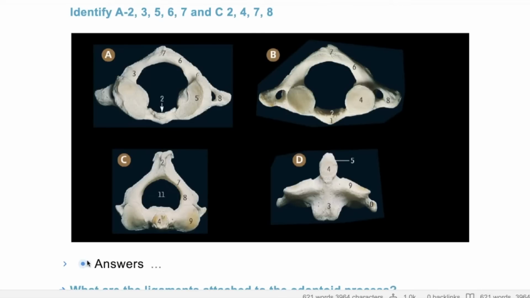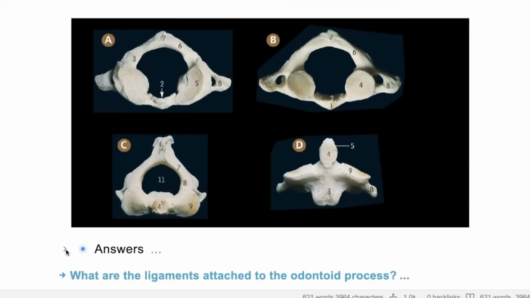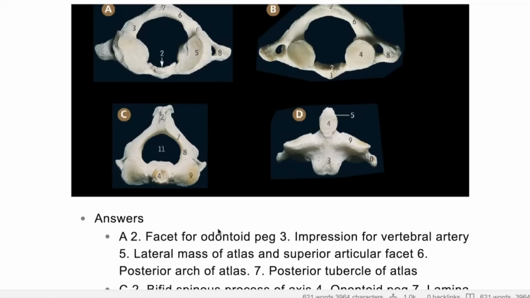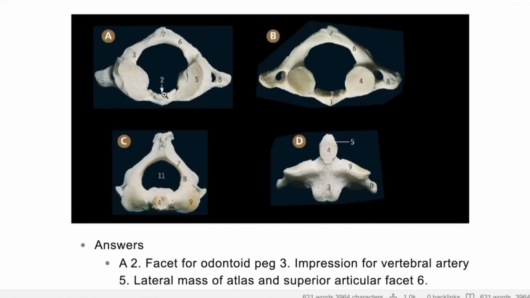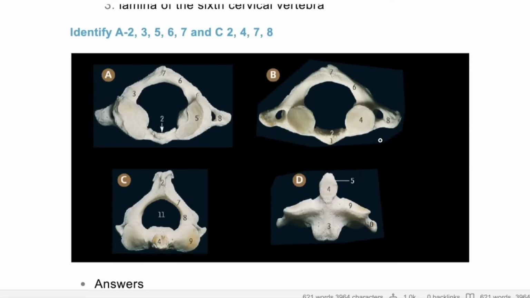So here I think we do. You missed number 3, and we need to do a bit of modification here. So number 2 is the facet of odontoid peg. This is not the anterior arch. The anterior arch will be sort of directing to here. All right. So this is the facet for odontoid peg, where the arrow ends. All right. Number 3 is an impression for vertebral artery. And number 7 is posterior tubercle. And number 5 is the lateral mass of atlas with the superior articular facet. So you said part of it, which is superior articular facet, but still, we need to mention that this is the lateral mass.